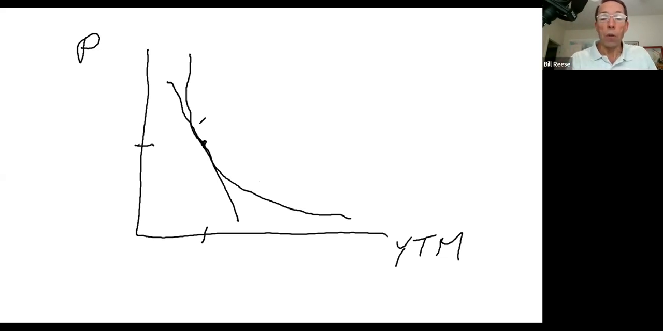For example, if interest rates move from here to there, well, that's going to be a pretty good approximation. But if interest rates move all the way up, say, to here, then our straight line is going to go something like this, and there's the curved line, and there's going to be a big difference between the two. So modified duration is going to tell us approximately what is the percentage change in the price of the bond when there is a 1% change in interest rates.